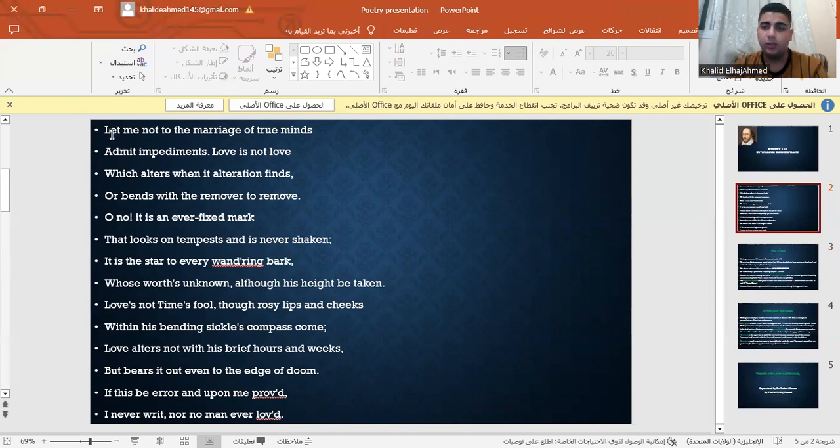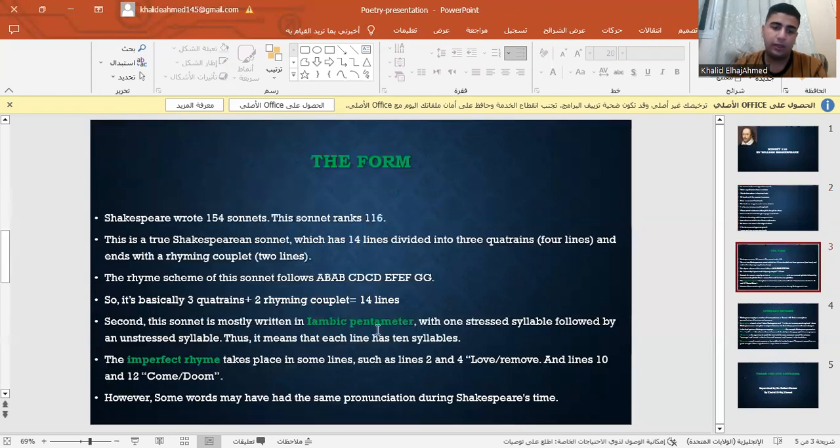So "let" is one sound, I mean a vowel sound, so it counts as one syllable: one, "me" 2, 3, 4, 5, "marriage" is two syllables, two vowel sounds, and so on. So 10 syllables each. And this is how it makes iambic pentameter, five feet.